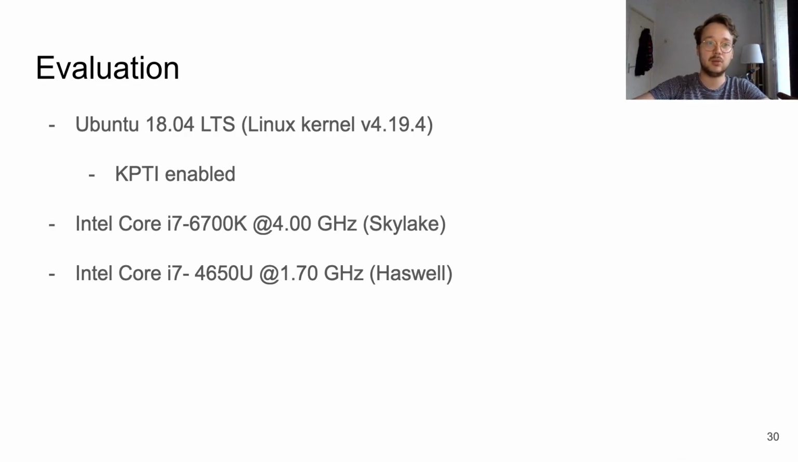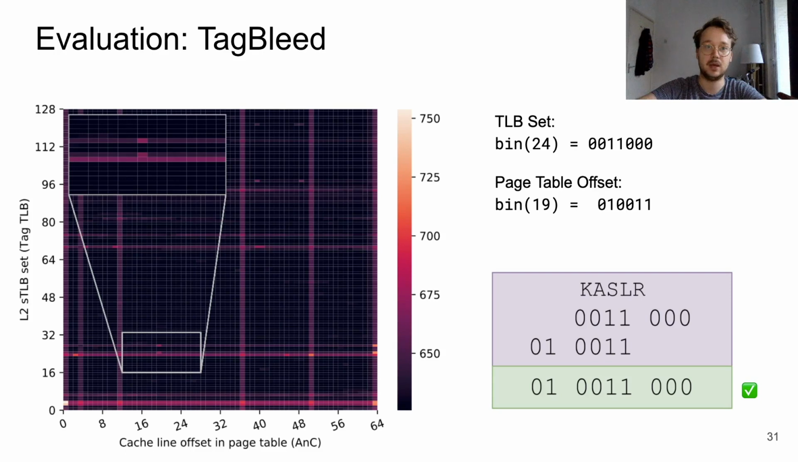To evaluate, we did this on an Ubuntu 18 with KPTI enabled, and we did this both on a Skylake and on a Haswell machine. So here we have a graph where we have the TLB set on the y-axis and the last level cache line from ANC on the x-axis. So you can see certain cache lines and certain TLB sets are slower than others.